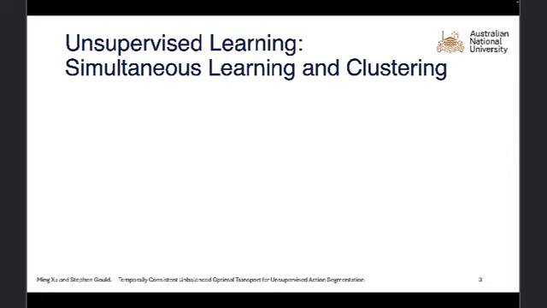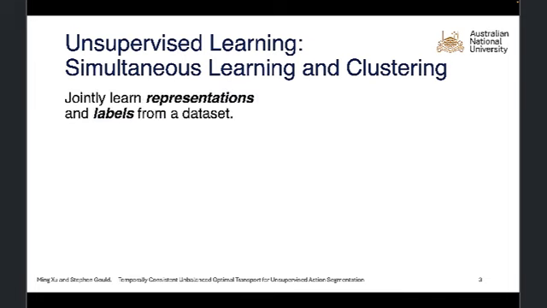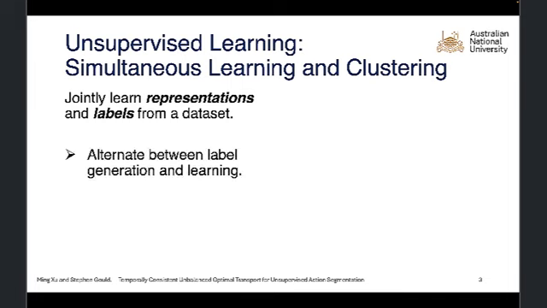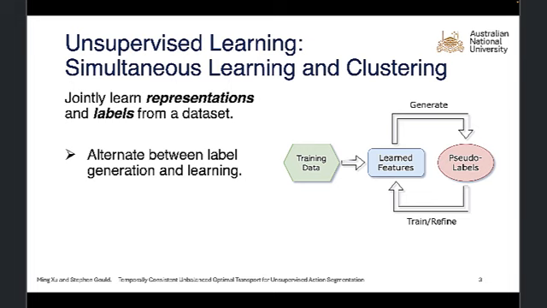Now we're going to approach this fully unsupervised, no annotations, using an approach based on simultaneous learning and clustering. And so how do these methods work? Well, these methods jointly learn both representations and labels from a dataset. And the idea is to alternate between label generation and learning using these labels. So this cartoon illustrates that. We have these learned representations which come from the training data. We use them to generate pseudo-labels, and the pseudo-labels are used to refine the representations.